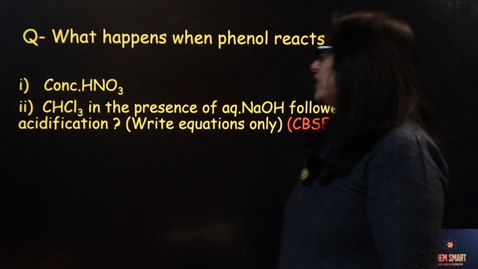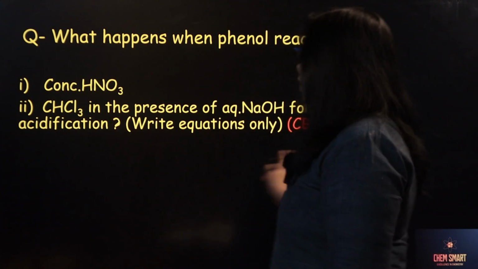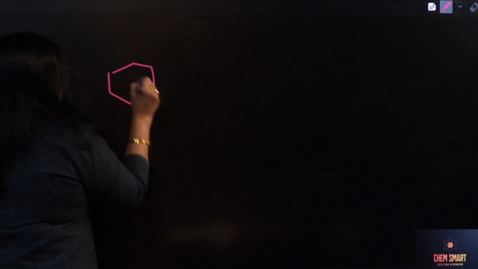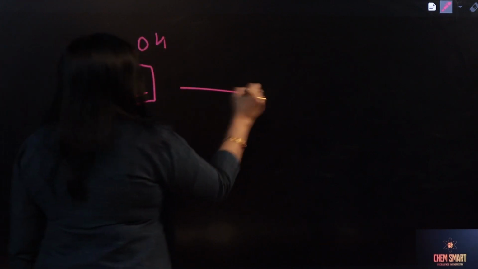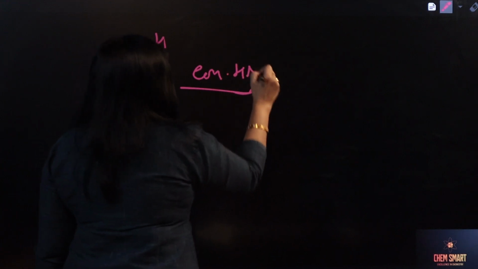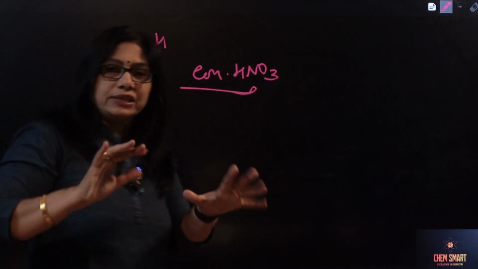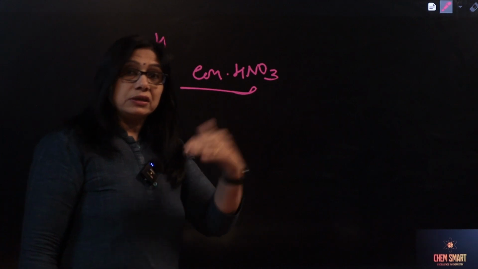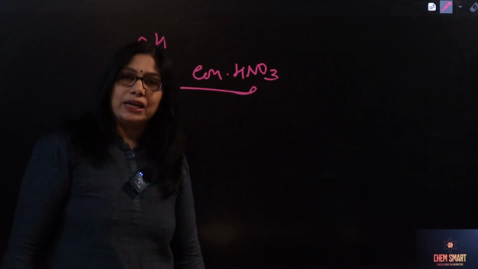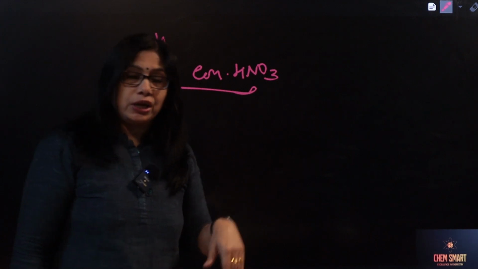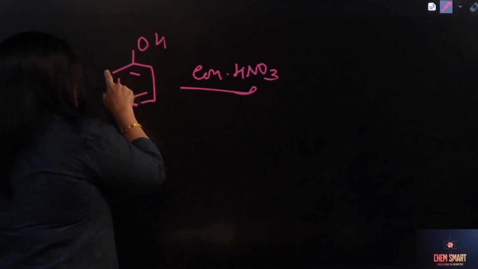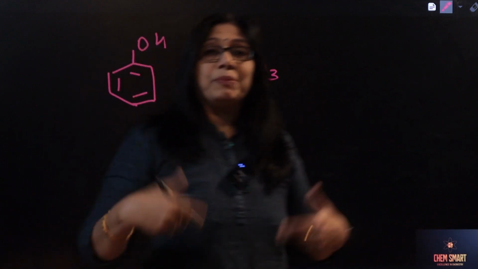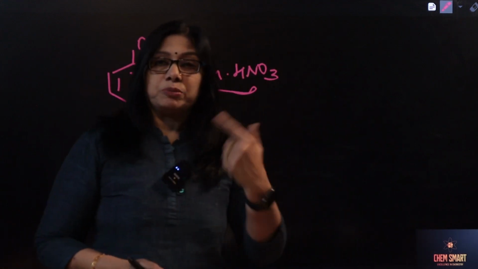What happens when phenol reacts with concentrated nitric acid? You know, the OH group in phenol is electron releasing and hence ortho-para-directing. So you will get ortho and para product individually if it is dilute HNO3. But if it is concentrated HNO3, all the three positions, that is both the ortho positions and the para position, will get simultaneously attacked and you will get the tri-substituted product.